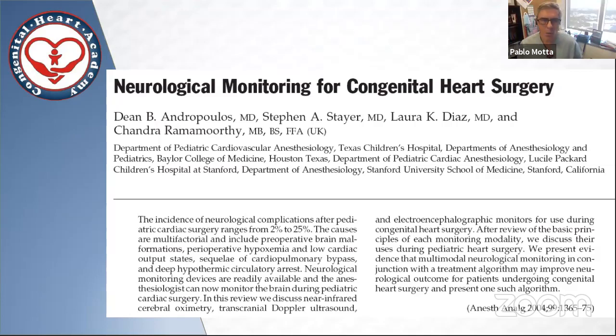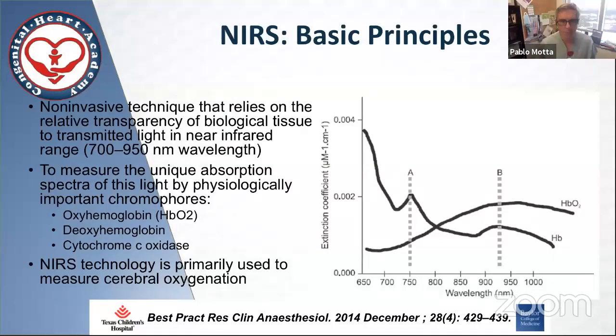And why are we talking about NIRS in congenital heart surgery? There's a fair amount of evidence in adults and children, with congenital and non-congenital disease, that undergoing heart surgery carries a risk for neurologic complications. And this is a landmark article by Dean Andropoulos, who is the chairman of our department, about the incidence of neurologic complications. Back then in 2004, he was trying to go over how to neurologically monitor these patients.